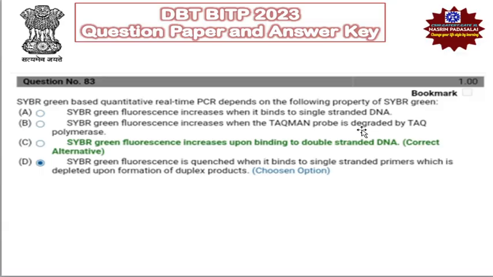Next, SYBR Green based quantitative real-time PCR depends on which of the following properties of SYBR Green? SYBR Green fluorescence increases upon binding to double-stranded DNA. This SYBR Green generally binds to double-stranded DNA, and fluorescence increases when it binds. So the correct answer is option C.